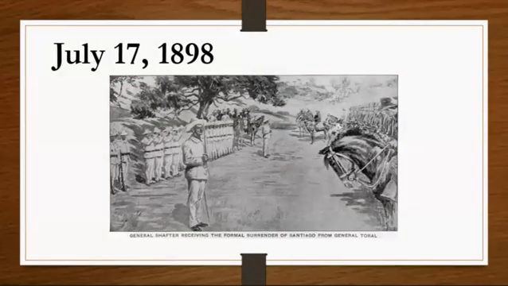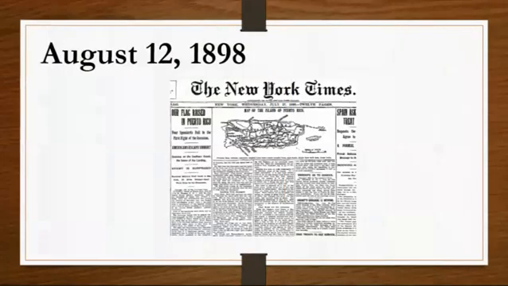July 17th, General Santiago surrenders after American ships destroy the Spanish fleet, attempting to escape Santiago Harbor. So they cut off the escape route for him, and that basically really ceases the hostilities between the Spanish and the Americans. Spain signs a truce after the United States takes Puerto Rico in August of 1898.